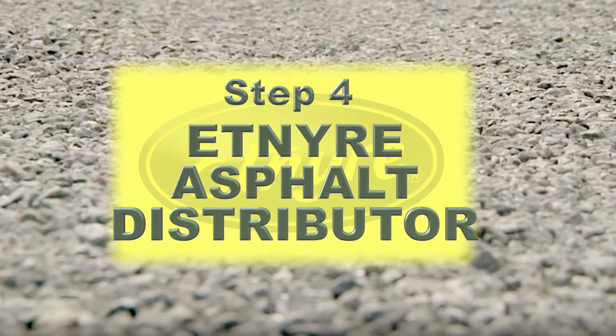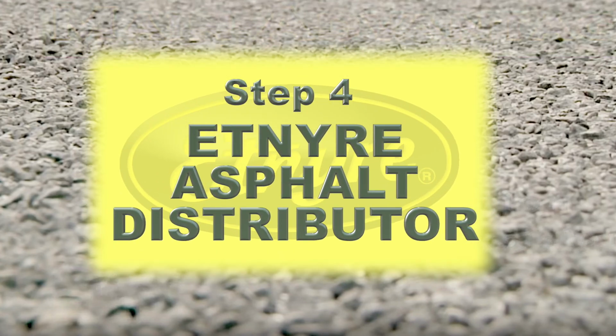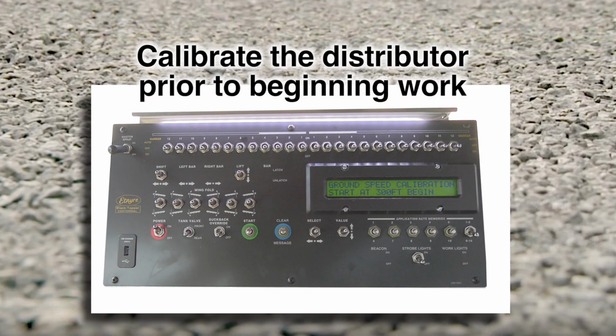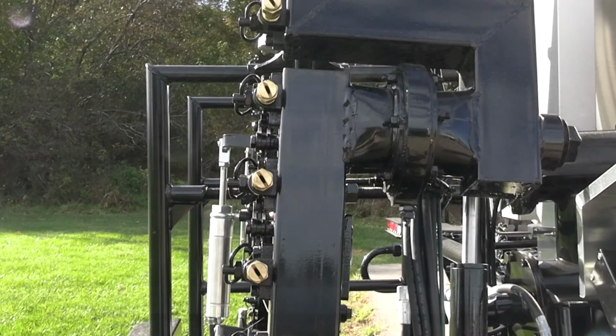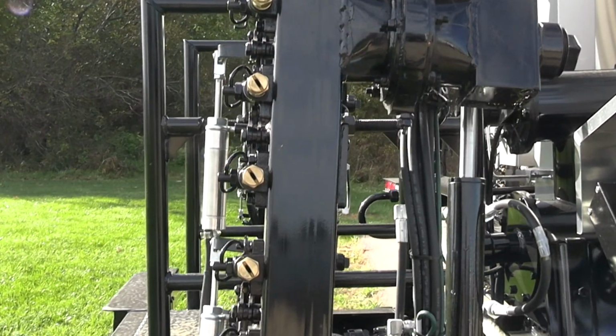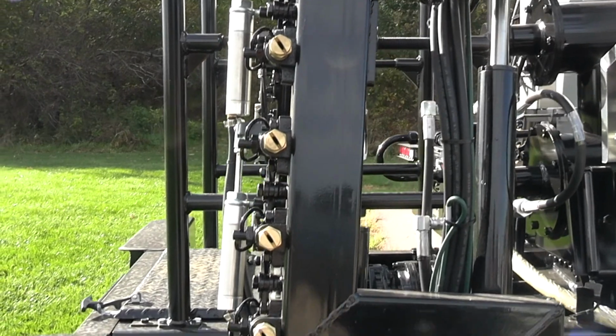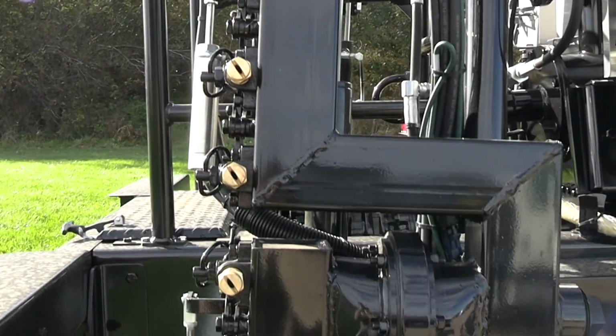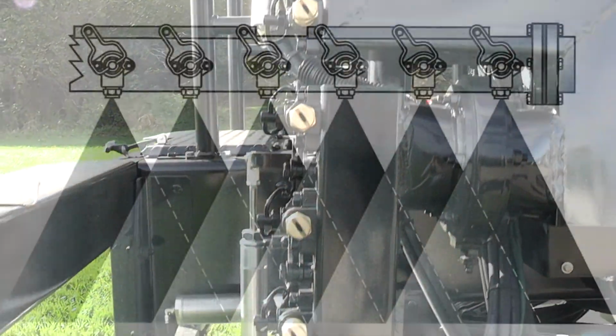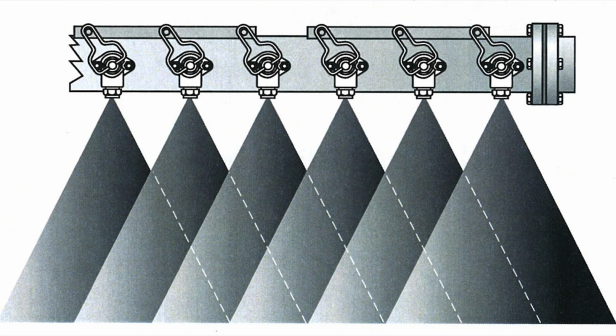Step 4. The Etnyre Asphalt Distributor. Calibrate the Etnyre distributor prior to beginning work. All nozzles must be oriented at the same 30-degree angle on the spray bar. Etnyre spray bar nozzles will produce a uniform triple lap application fan spray when set properly.